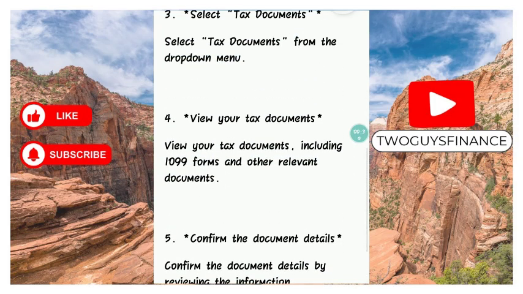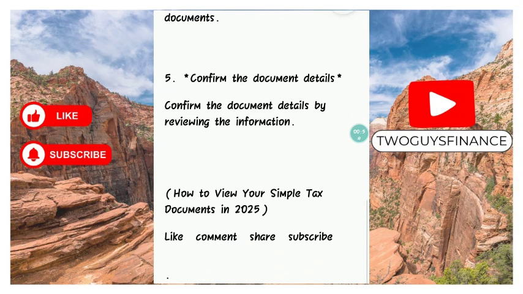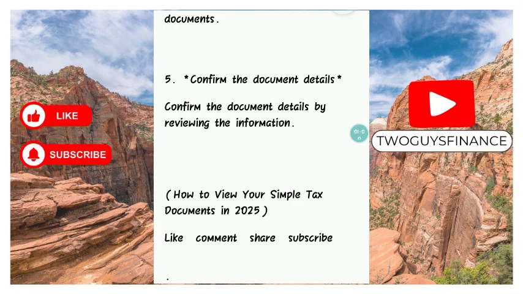Next, you can view your tax documents, including your 1099 forms and other relevant documents. And if you want, you can just confirm the document's details by reviewing the information, and you can basically use that for whatever else you need it for. That's pretty much it on how to view your Simple tax documents in 2025.